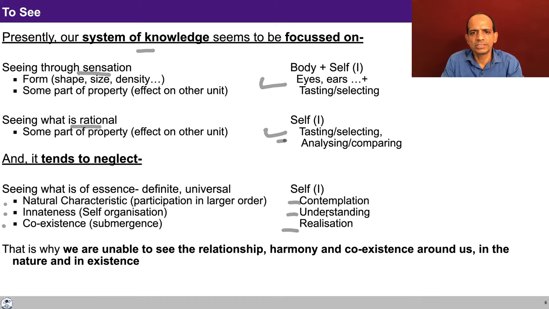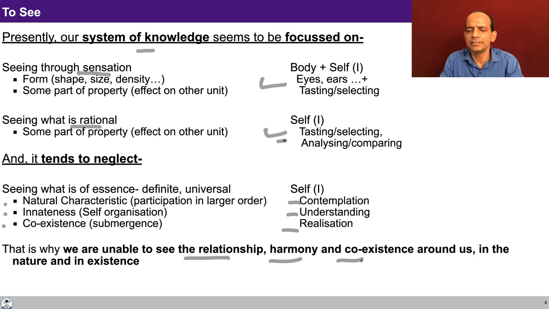We are only focusing on gathering information of the form and property. So we keep on learning about the materials and their properties, their interactions, and so many things. But hardly do we talk about the self, hardly do we talk about these aspects of the physicochemical things. Because for this, we need to awaken to the higher level activities. It cannot be done merely at the level of imagination. So that is why we are unable to see the relationship, harmony, and coexistence.